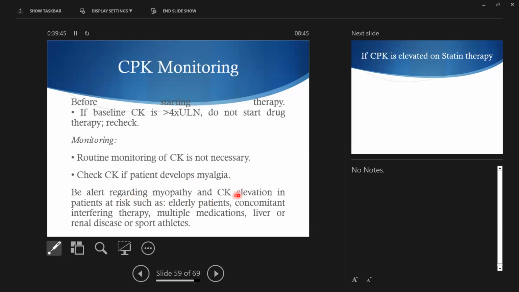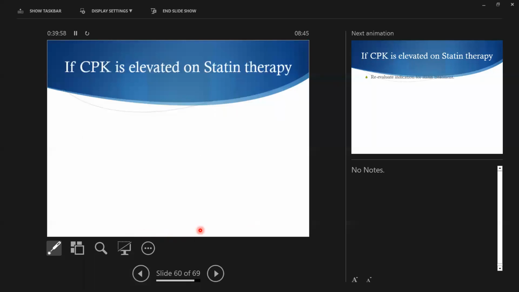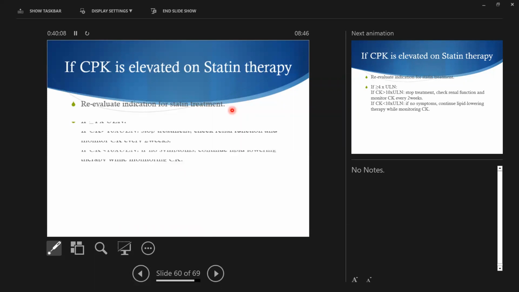Be alert regarding myopathy and CK elevation in patients at high risk, such as elderly patients, concomitant use of interfering therapy, multiple medications, liver or renal disease, and sporty athletes. If CPK is elevated on statin therapy, first re-evaluate the indication for statin. You make sure that it is really required.